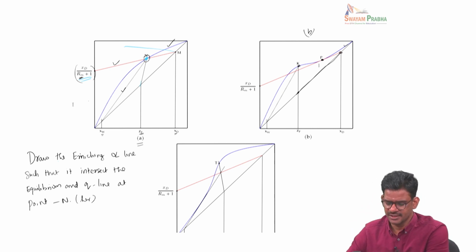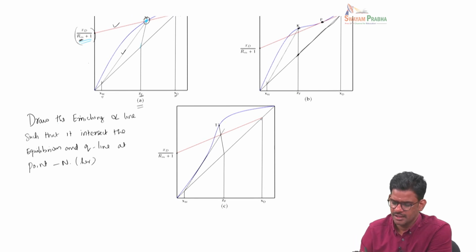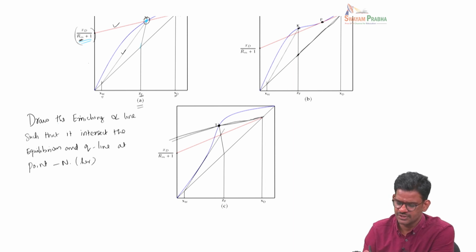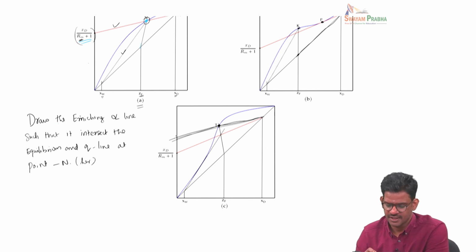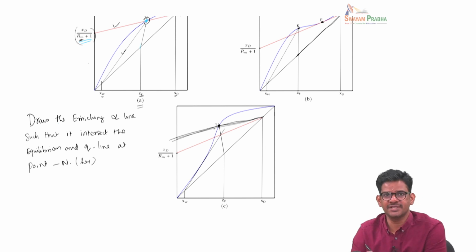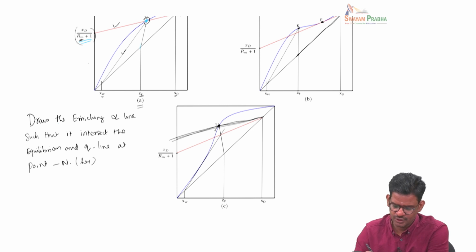Another possibility is here, where the enriching line can be drawn connecting to this point T, such that the Q line and the equilibrium line meet at point T. So the enriching line can also go through this. So this is perfectly fine. However, at point T, the exhausting line should also go through. So then you are expecting the operating line for the exhausting line to go like this. But this is not physically permitted because this operating line falls outside the equilibrium line.